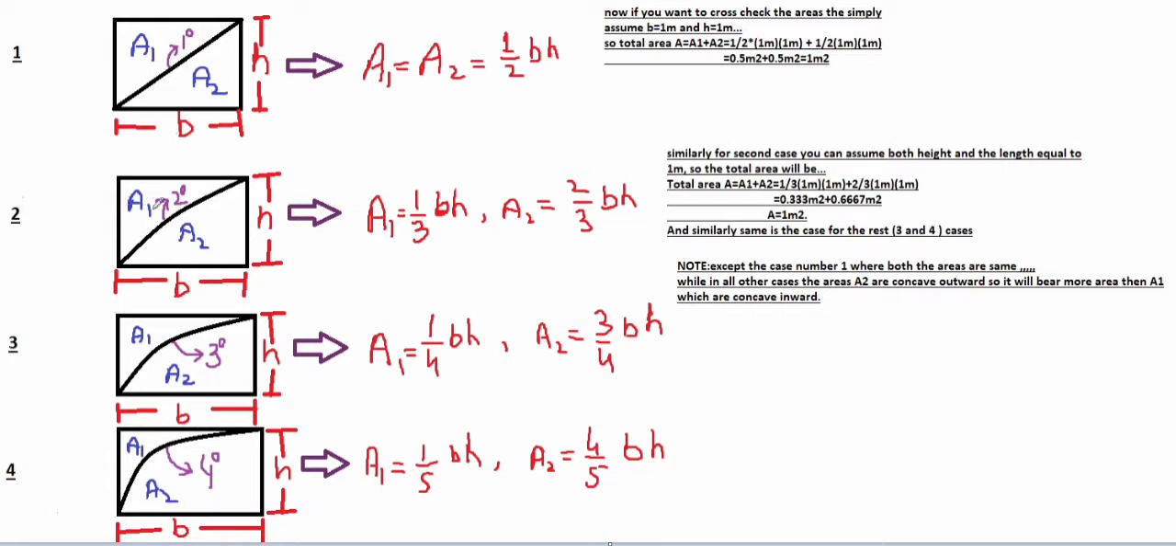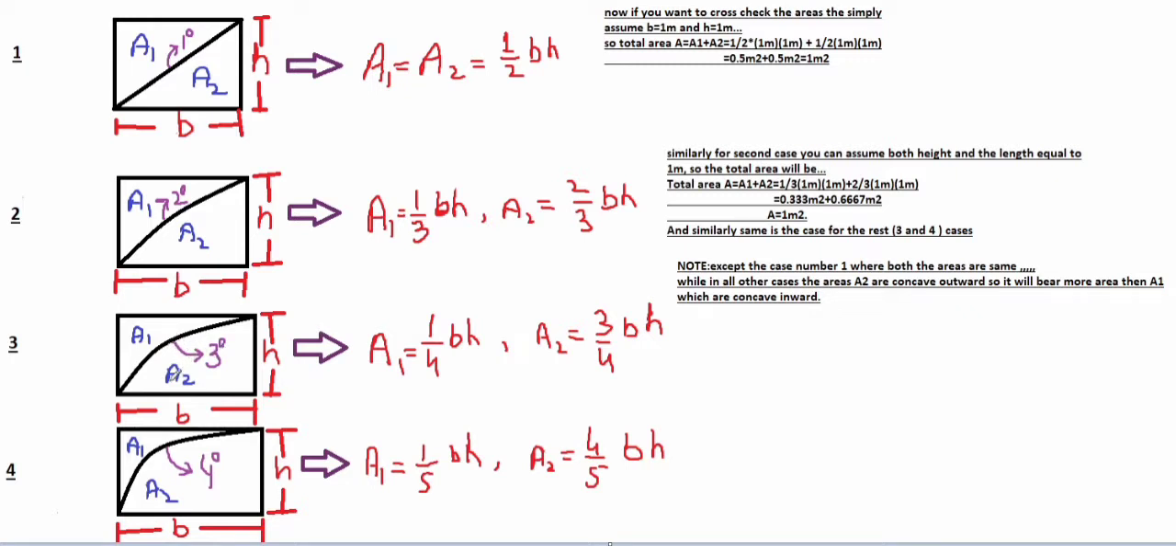So A1, as we can see, is less than A2, so A1 becomes equal to 1 by 3 of BH, and A2, since we can see that it is larger than A1, is equal to 2 by 3 of BH. So this is the simplest way to calculate the area of the triangle, which is not bisected by a straight line, but it is curved by 2 degree. It is a parabolic curve.